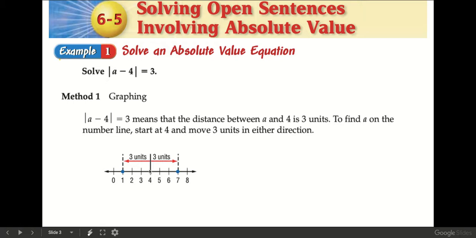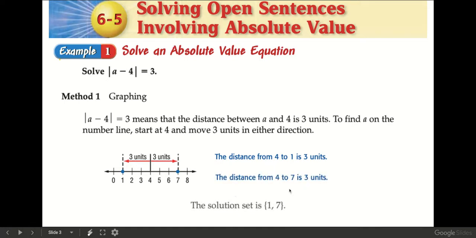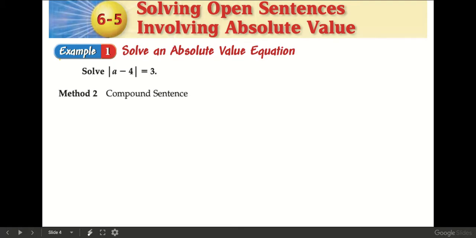So we start at positive 4 and if we move 3 units in both directions, that would put us at 1 and at 7. The distance from 4 to 1 is 3 units, and the distance from 4 to 7 is also 3 units. So the solution set would be positive 1 and positive 7. And that would be our answer there. So that would be a method using graphing. Let's use a method using a compound sentence. So this is method 2.